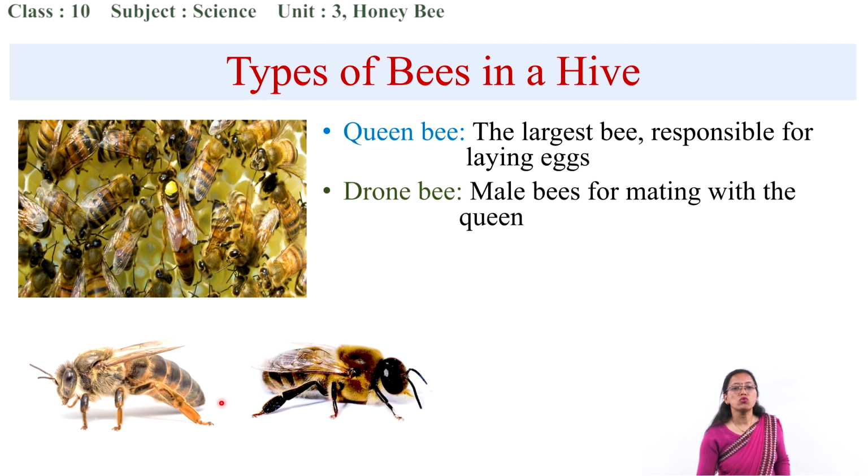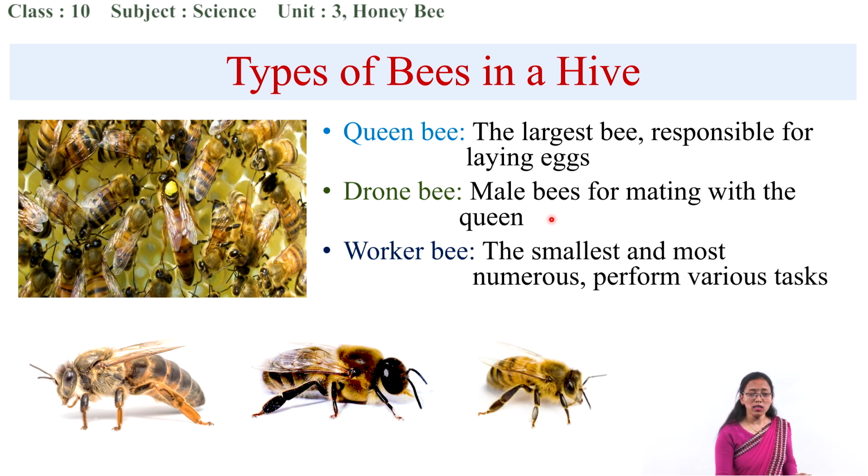And the next one is the drone bee. This drone bee is the male bee which works only for mating. Mating means sexual reproduction. It takes part in sexual reproduction just to mate with the queen bee. And another one is very small, that is the worker bee, the smallest and most numerous, so many in number, and it performs various tasks. Whatever tasks are performed in this hive, all are done by the worker bee. That's why its name is worker bee.